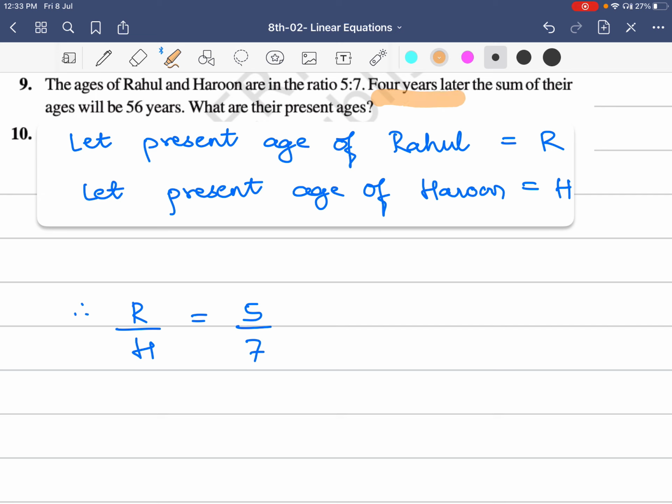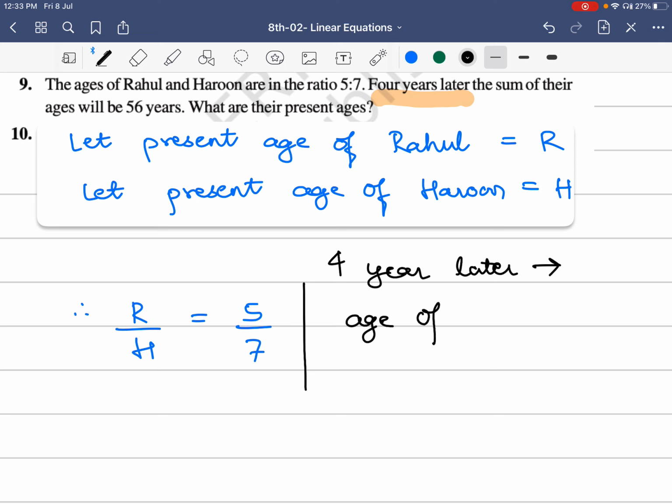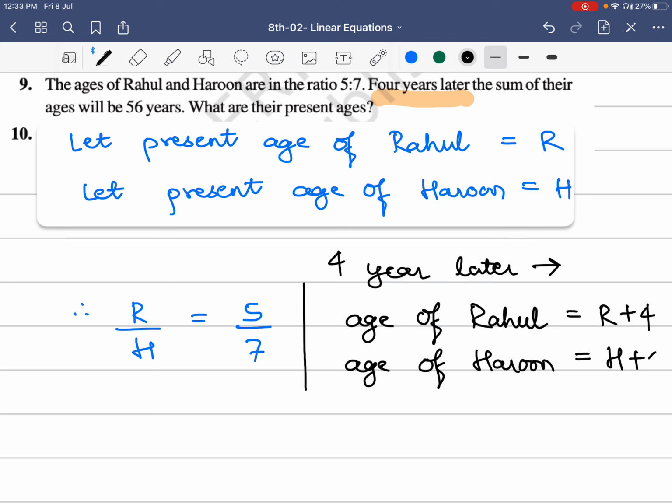Now next statement, let me use a highlighter here. 4 years later, the sum of their ages will be 56 years. So now 4 years later, so let me draw a line here. 4 years later, age of Rahul, what will be age of Rahul? So age of Rahul is going to be R plus 4, plus 4 from the current age. And what is going to be age of Harun? So age of Harun will be equal to H plus 4. These will be their ages 4 years later.